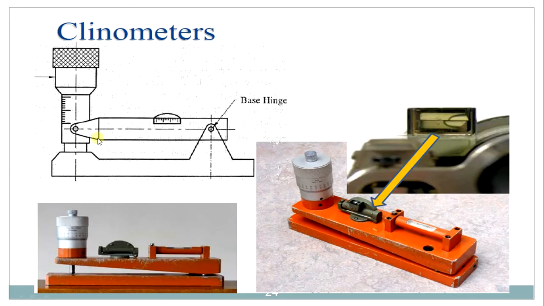Another type has a micrometer combined with a spirit level. The exact level of the spirit is to be adjusted, and then we can get the perfect angle or inclination.